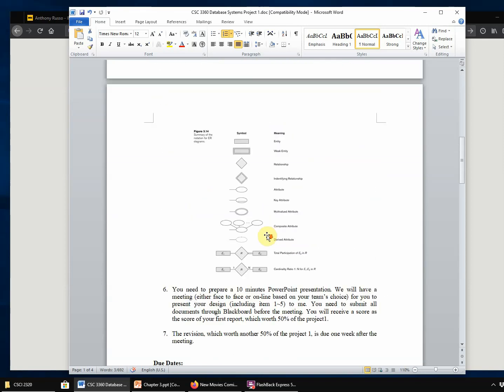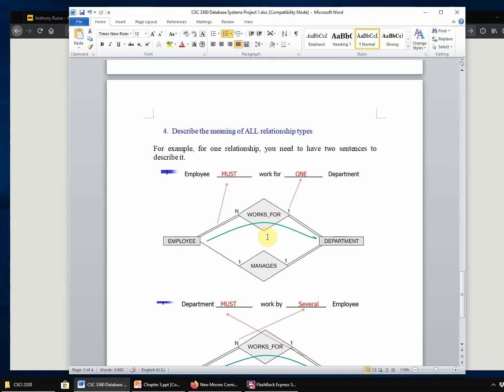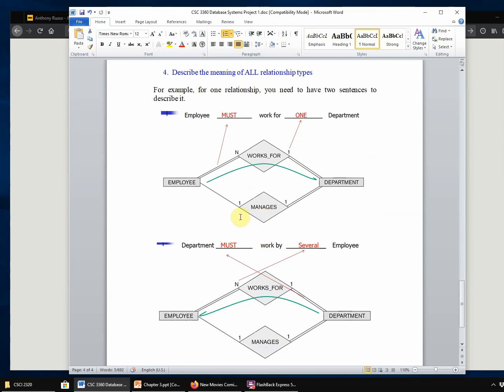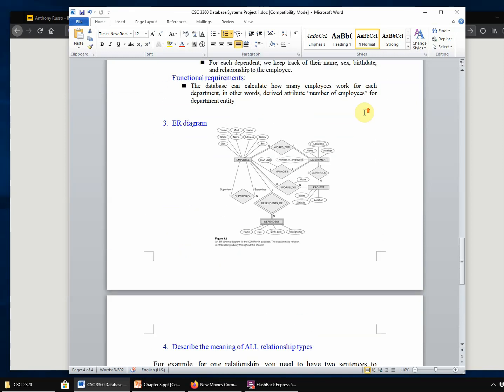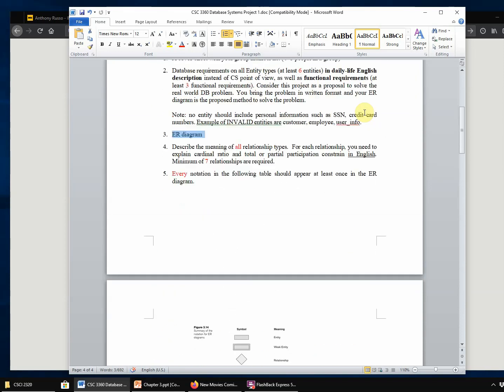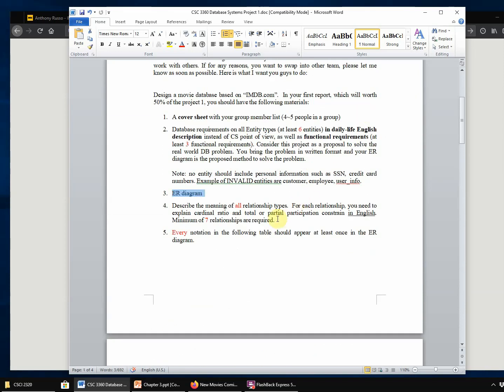What is the example of this one? If we do, again using the class materials, you can see that for one relationship works for, there are 2 sentences you need to describe it, because you can go from one direction as well as the other direction. So I need you to provide me the English descriptions of every single relationship in both directions, which means since we have a minimum of 7 relationships, you need to have at least 14 sentences to explain the meaning of every single relationship.